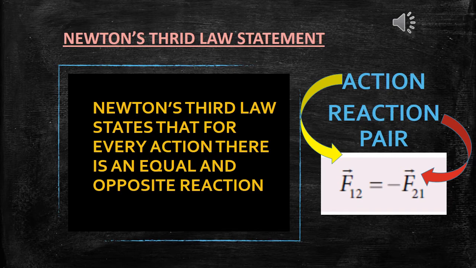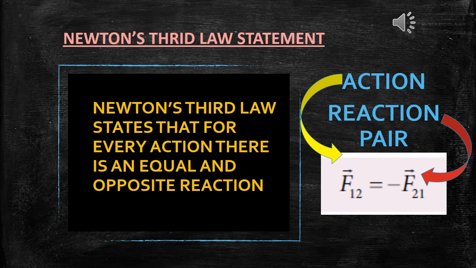The statement goes like this: for every action, there is an equal and opposite reaction. Here, action means a kind of force which is acting on the body. Immediately, the body also exerts an equal and opposite force. So, action is a kind of force, and reaction is also another kind of force. Both of them are equal in magnitude and they act opposite to each other.